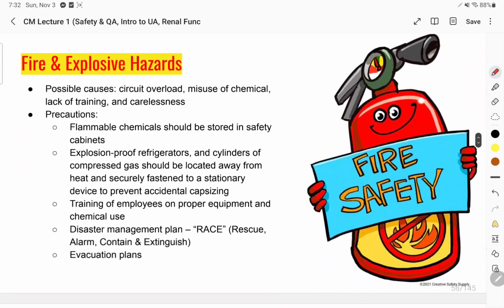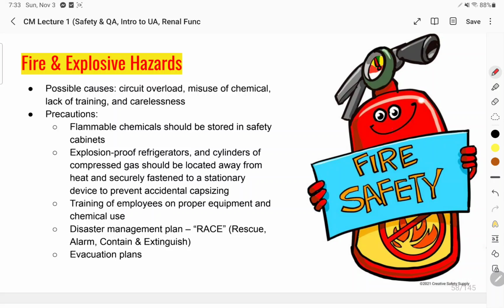So this is for electrical hazards. Next is fire and explosive hazards. What are the possible causes of this? Possible causes of fire and explosive hazards include circuit overload, cigarettes, and short circuits, which firefighters often cite as the cause of fires. Another is misuse of chemicals. Improper handling and use of chemicals can cause explosions.